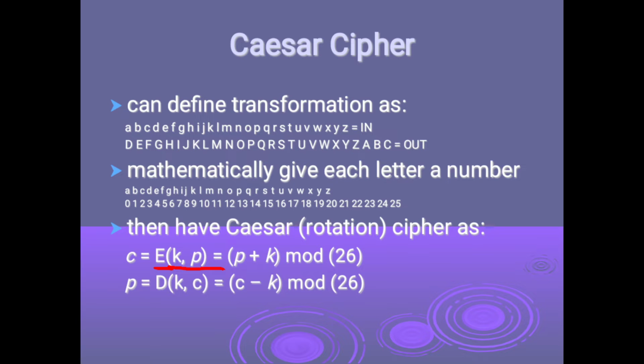How do we derive the plain text? Using the decryption function. In the decryption function we pass the key and what else? The ciphertext. If we have the ciphertext with the key, we will get the plain text: P equals C minus K mod 26.